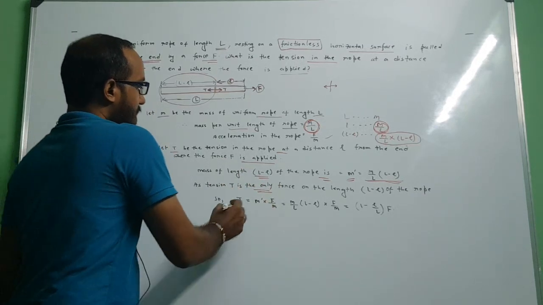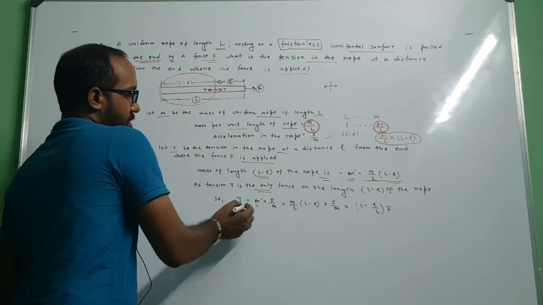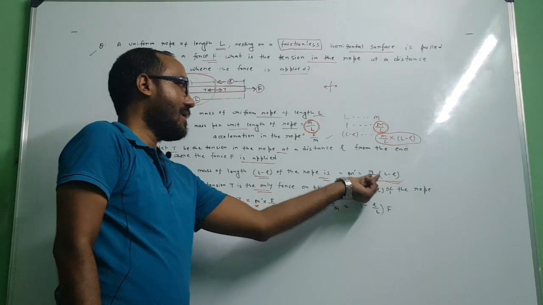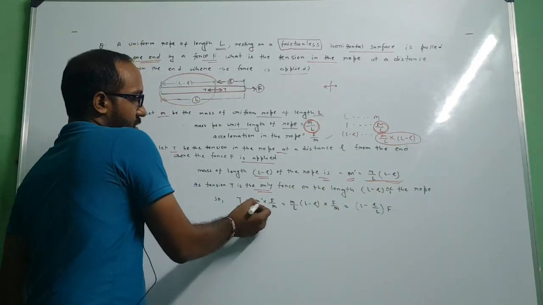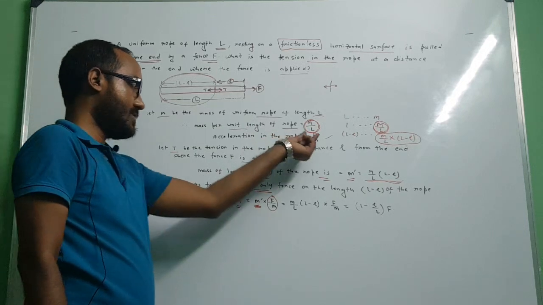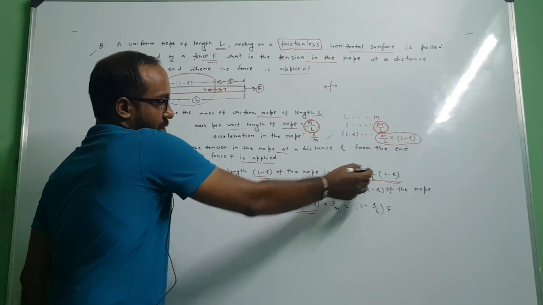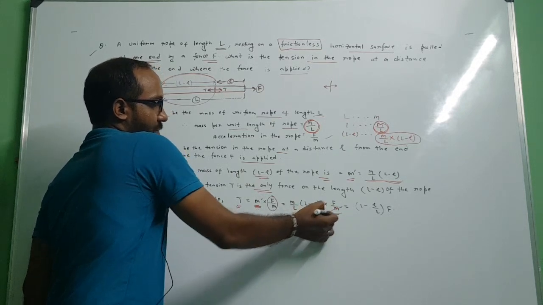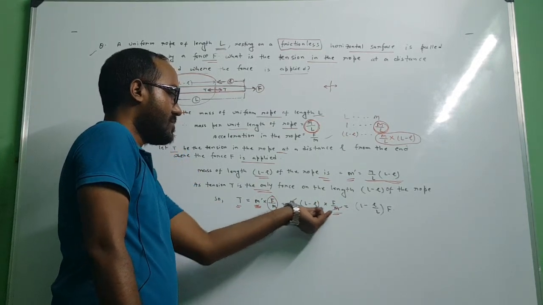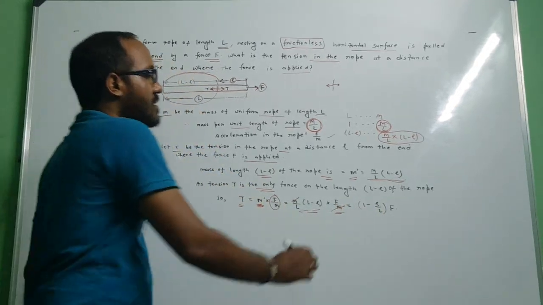See here, T is the only force. So T should be mass into acceleration. What is the mass of the remaining portion? The mass of the remaining portion is M by L into L minus l. So that is our M prime, into acceleration. What is acceleration? Force divided by mass. So put the values of capital M prime and acceleration F by M. Capital M gets cancelled out. Insert this L into this bracket. So it would be 1 minus l by L into F.